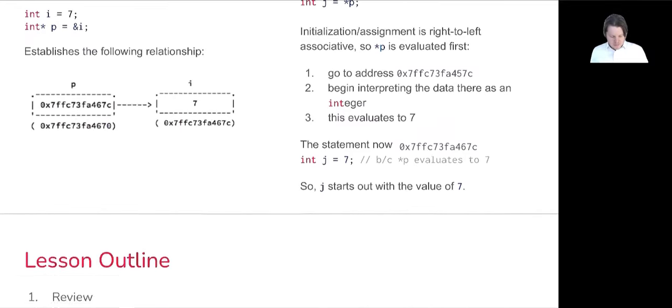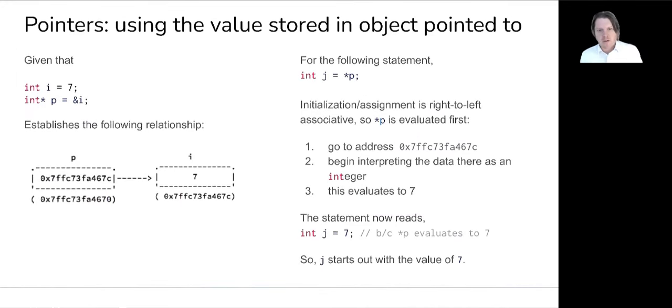So one more example with pointers. Let's go ahead and use the value stored in the object pointed to. So we'll set up the same exact relationship, which we've been talking about through this point. P is simply going to be a pointer to an integer object. It's initialized with, lo and behold, the address of I. So the relationship here is P points to I.